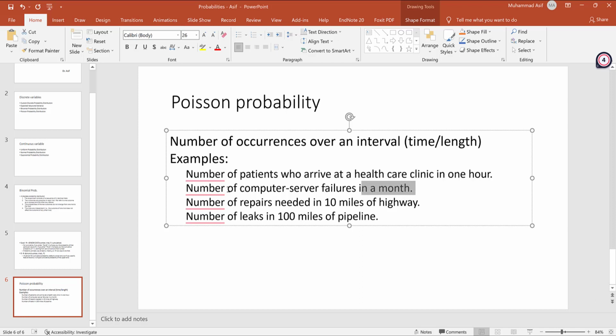Number of repairs needed in 10 miles of highway. Now this is a physical interval. The earlier ones were time intervals. This is a physical interval: the number of patches or potholes in 10 miles of highway, the number of leaks in 100 miles of pipeline, or the number of blemishes in 1 meter of cloth. So all these are examples of Poisson probability.